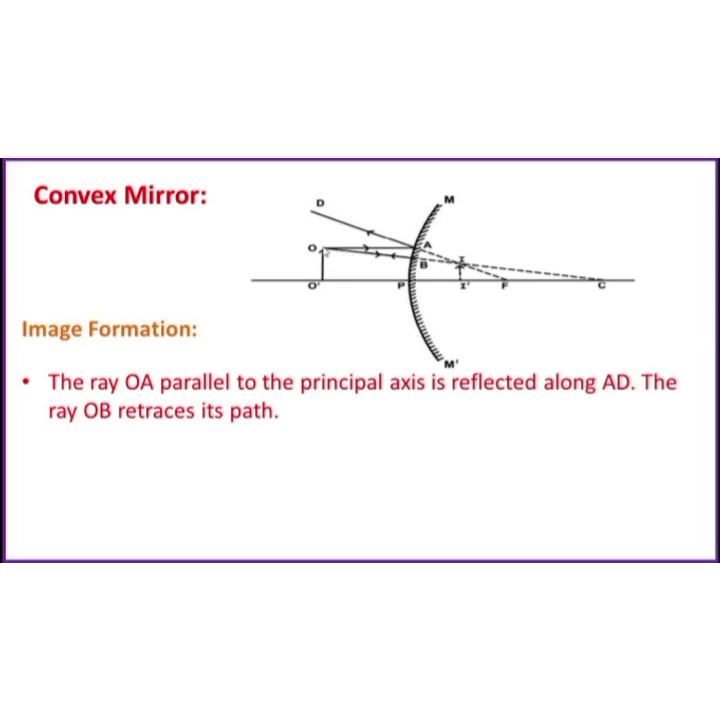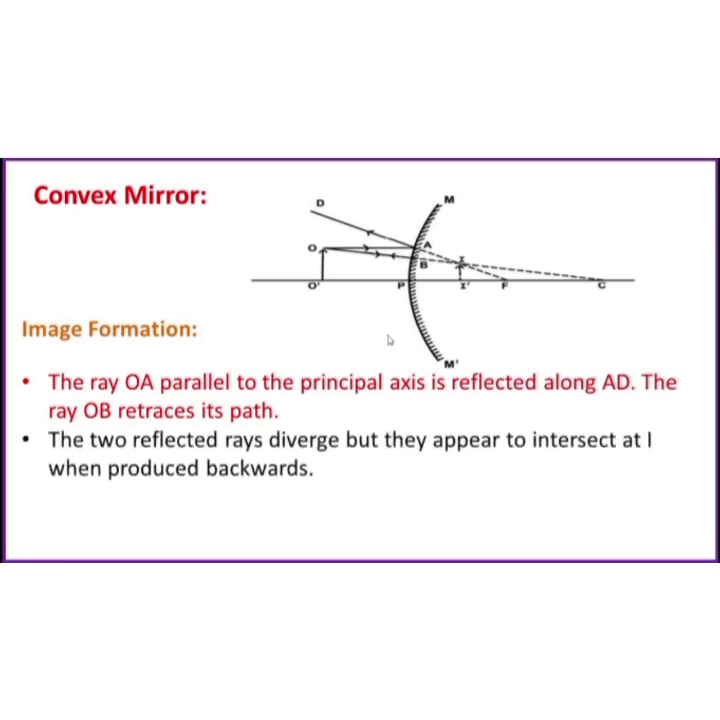Then we take the second ray, the ray OB. It passes through the center of curvature of a convex mirror. So we know the rule: a ray passing through the center of curvature is reflected back along its own path. So the two reflected rays diverge. Diverge means they do not meet at a particular point. But they appear to intersect at I. You see the point I.